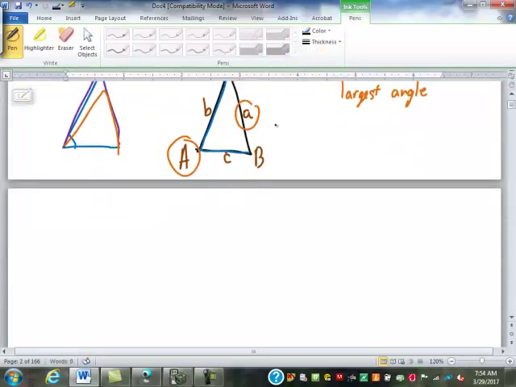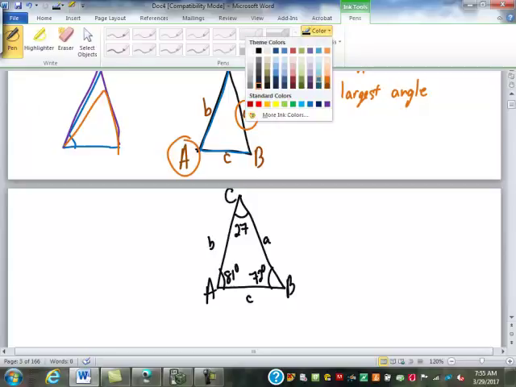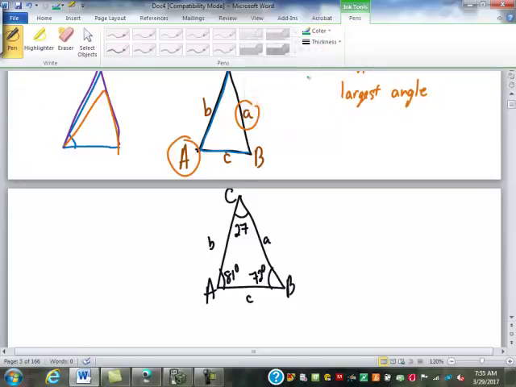So if I give you a triangle like this, where I tell you that this is 81 degrees, this is 72 degrees, and this is 27 degrees, hopefully that adds up. It looks like that adds up to 180. And I call these angles A, B, and C. So little a, little b, little c. Which side has to be the largest? Side A, because it is across from the largest angle.